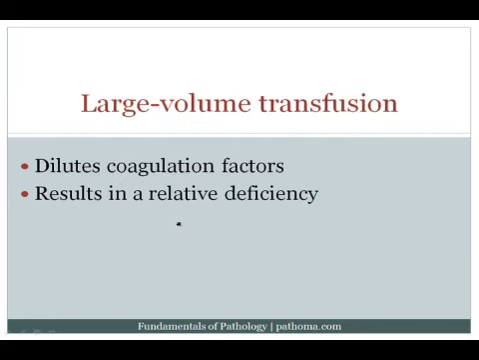Large volume transfusions are the very last thing that we're going to discuss. When you give a large volume transfusion, you're diluting out the coagulation factors until you get a relative deficiency of the coagulation factors, which can also cause a disorder of secondary hemostasis.